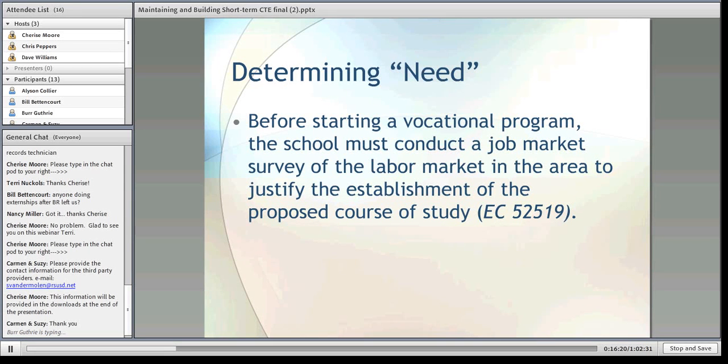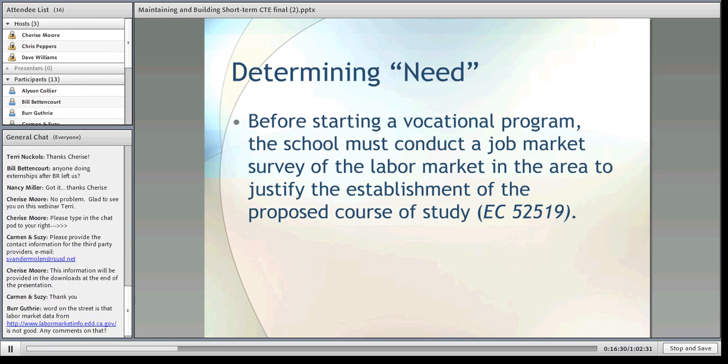Number two, all of us are probably involved in one way or another with our regional consortiums, funding through the regional consortiums, and short-term CTE programs that lead to employment in high-demand areas, jobs, are something that are authorized under AB 86.